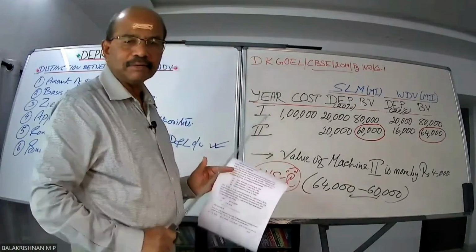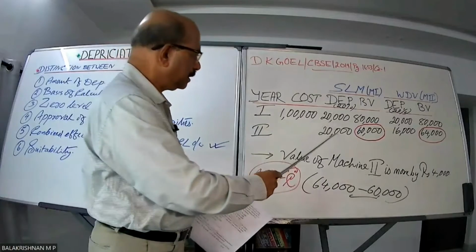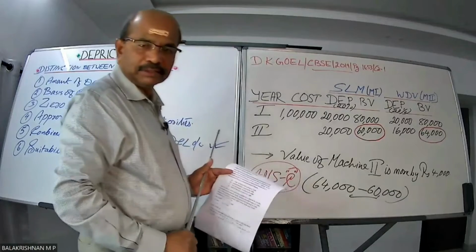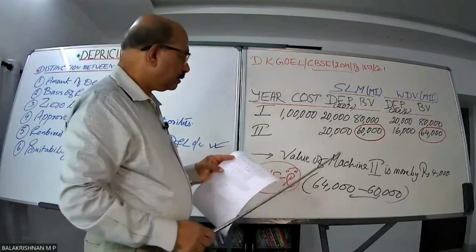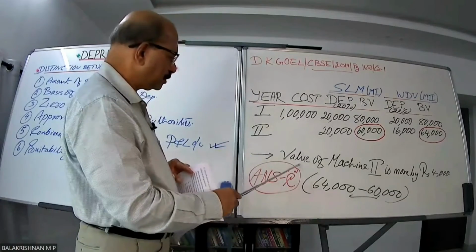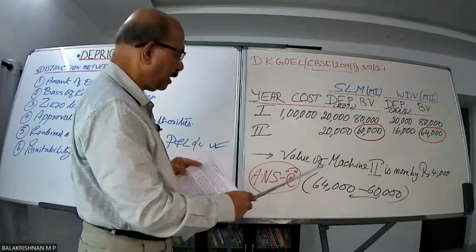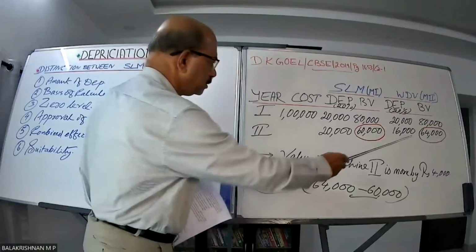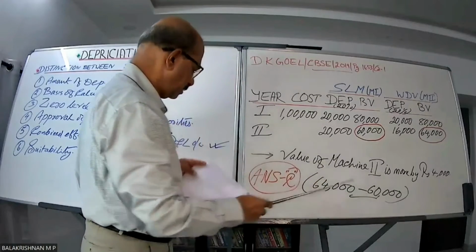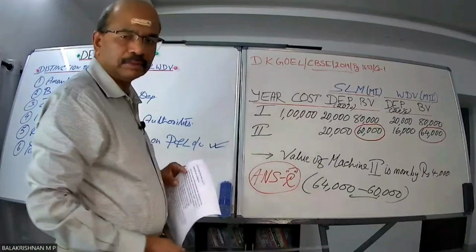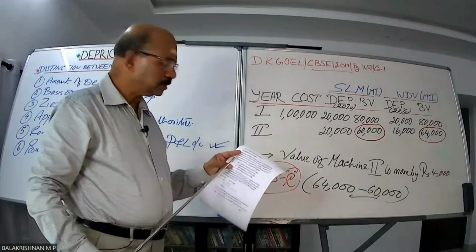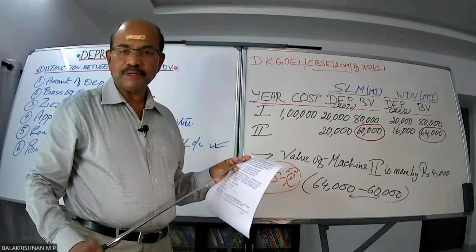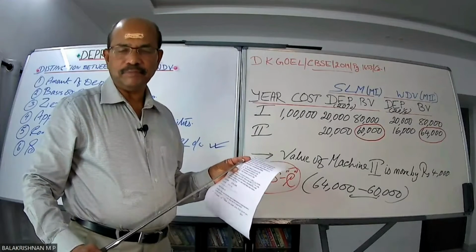That is the fundamental difference. See the depreciation change, see the book value difference. So this is the conclusion as per answer C: the value of machine 2 is more by rupees 4,000, that means 64,000 minus 60,000. The answer is C. So we have worked out one objective type question, and you also understood the fundamental difference between SLM and WDB.